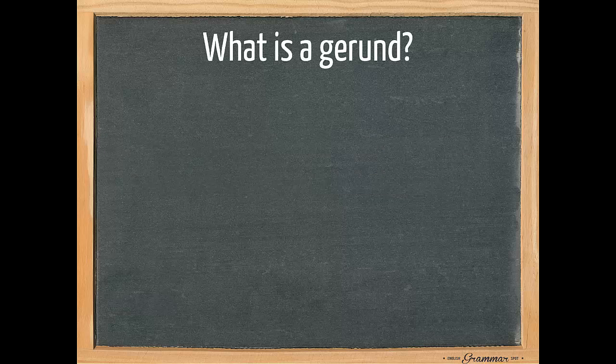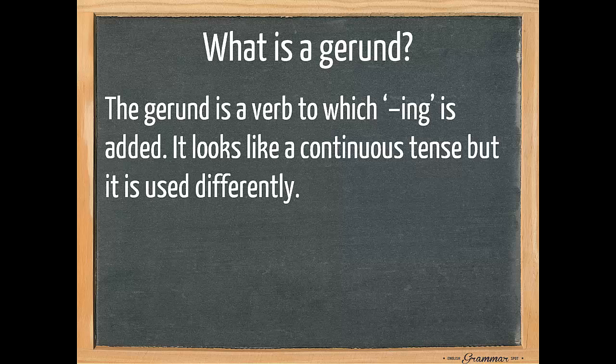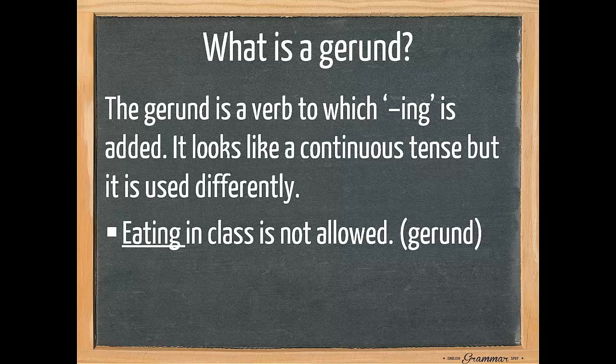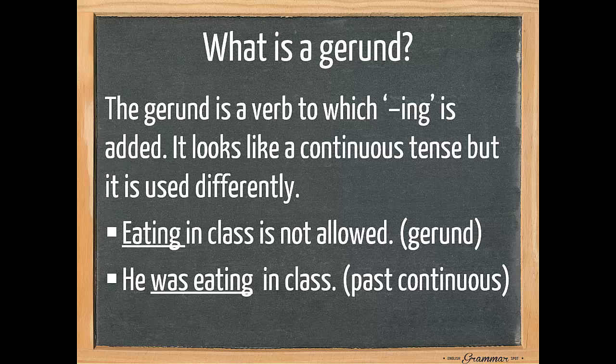Now, what is a gerund? A gerund is a verb to which ing is added. The gerund looks like a verb, but it is used as a noun. Moreover, it often looks like a continuous tense, but it is used differently. For example, eating in class is not allowed. Eating here is a gerund. Why? Because it's the subject of a sentence. It is a noun here. Whereas he was eating in class is a past continuous, because here it's used as a tense.